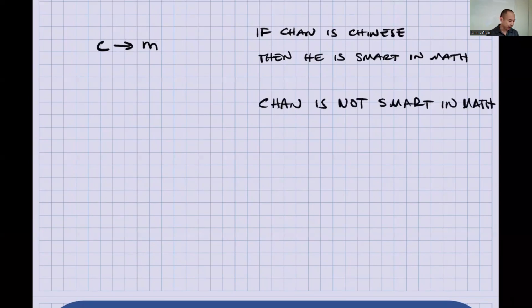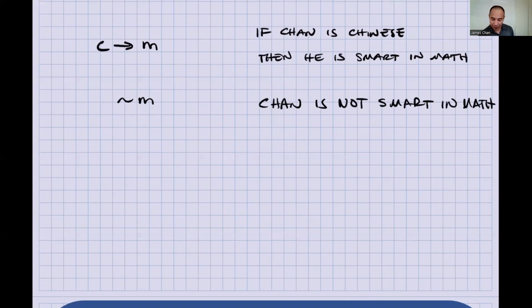so how would I write that in symbol? Chan is not smart in math. Squiggly M. Because remember, the C part is that he is Chinese, right? M is showing that he's smart in math, right? Because if I use P and Q, I would think that would be more confusing than using C and M. Make sense? I would go by C with a Chan. Yep, understood.